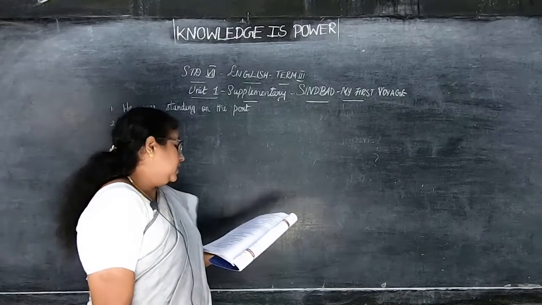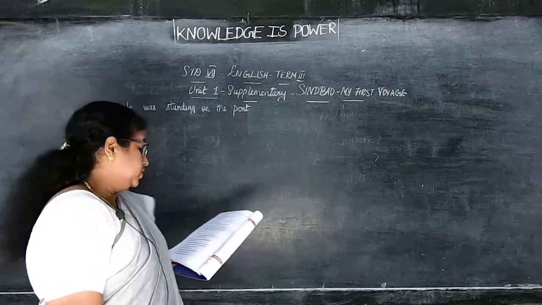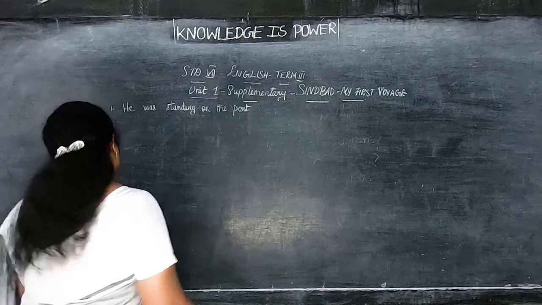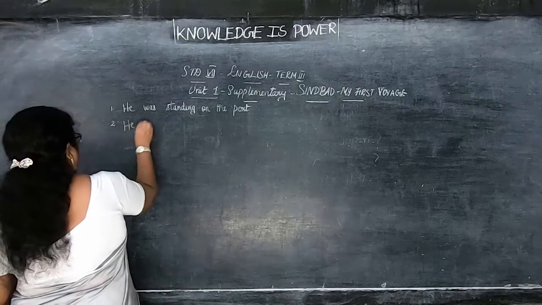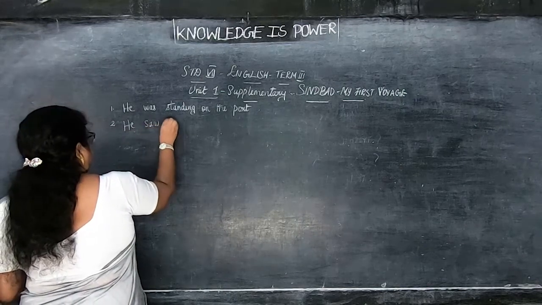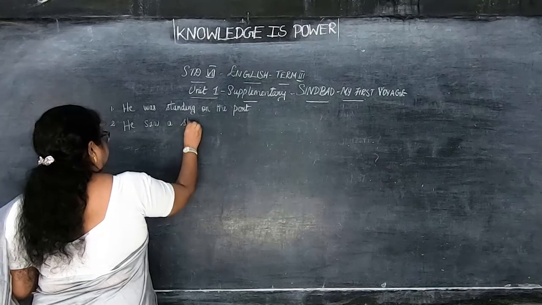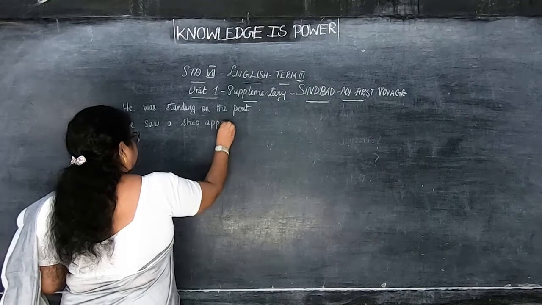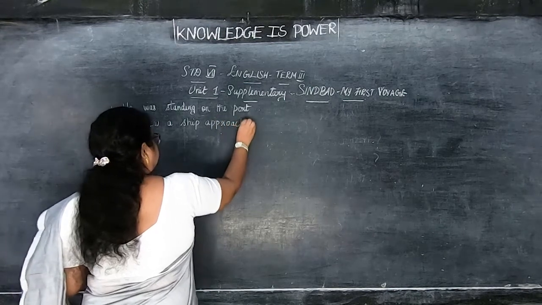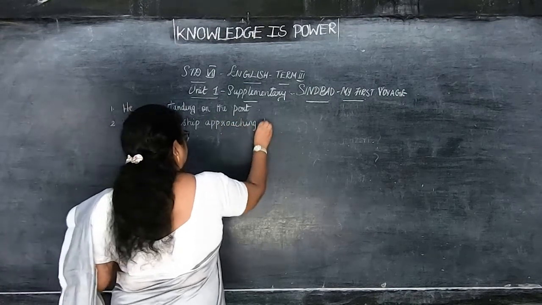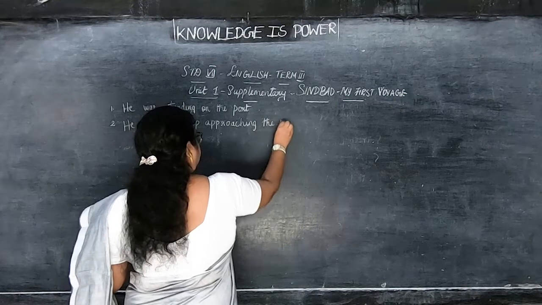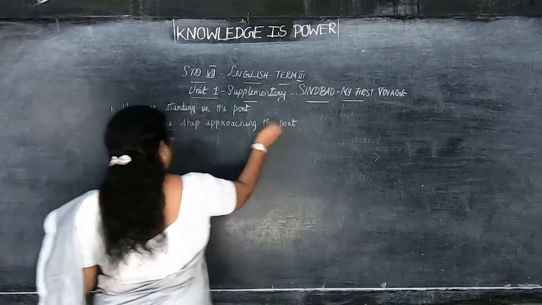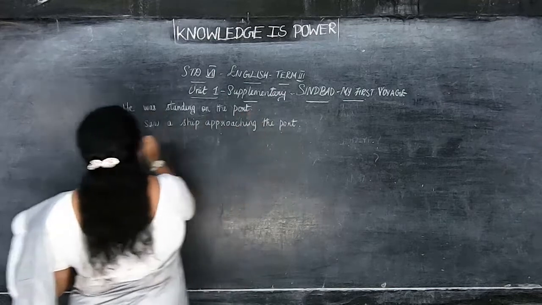What did he see? He saw a ship approaching the port. He saw a ship approaching the port. He saw a ship approaching the port.